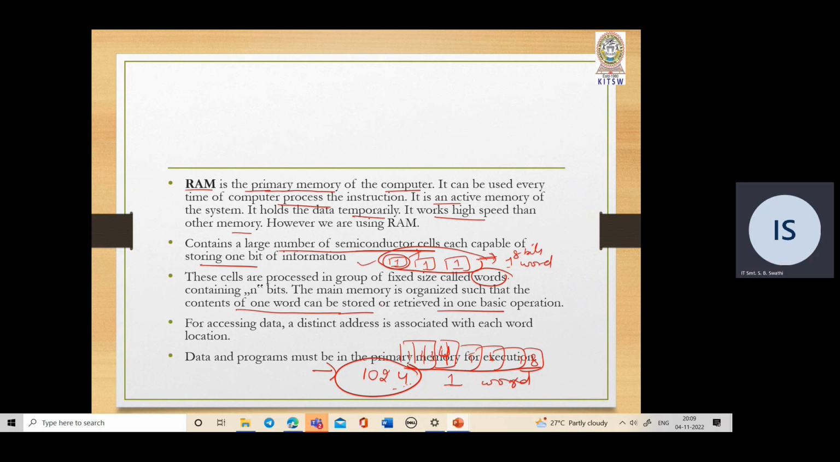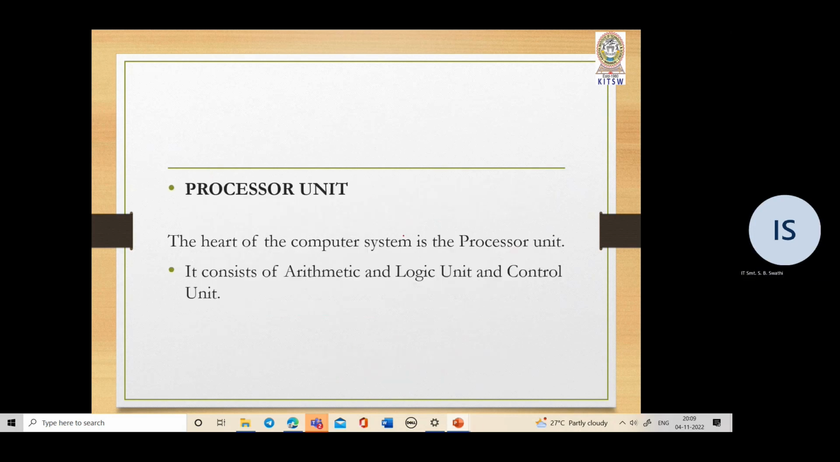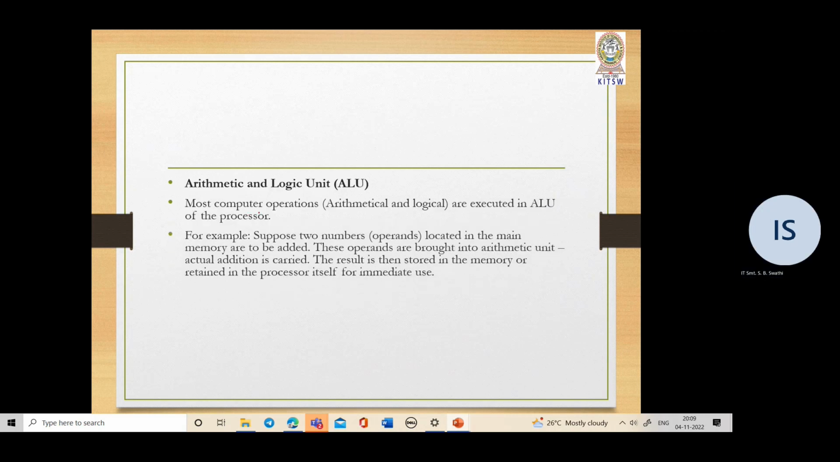And data and programs must be in the primary memory for execution. That means they should always be in RAM so that they will be executed. And the next one is the processing unit. So this is the most important module of the computer. And within this processor unit, we have arithmetic unit, logical unit, and control unit. Now, coming to the arithmetic and logic unit.